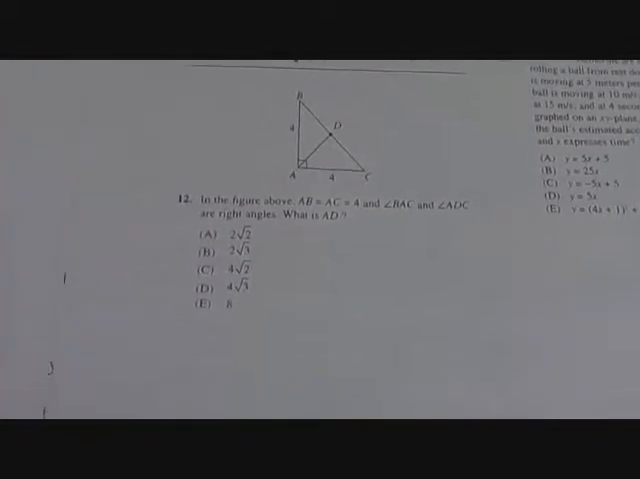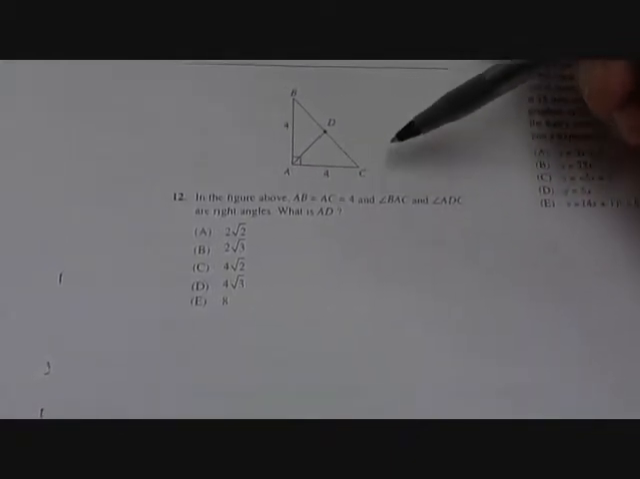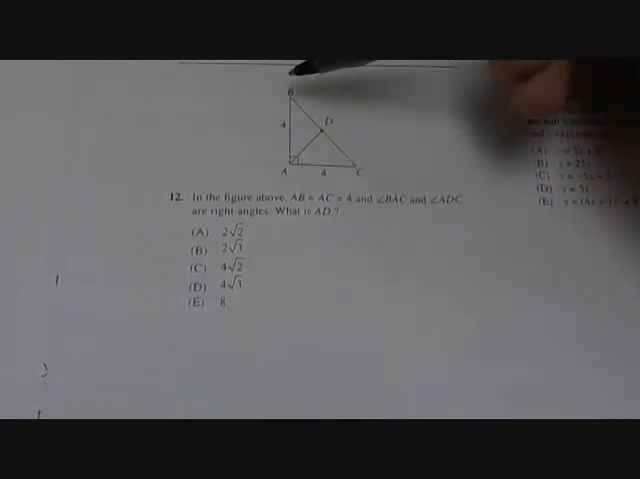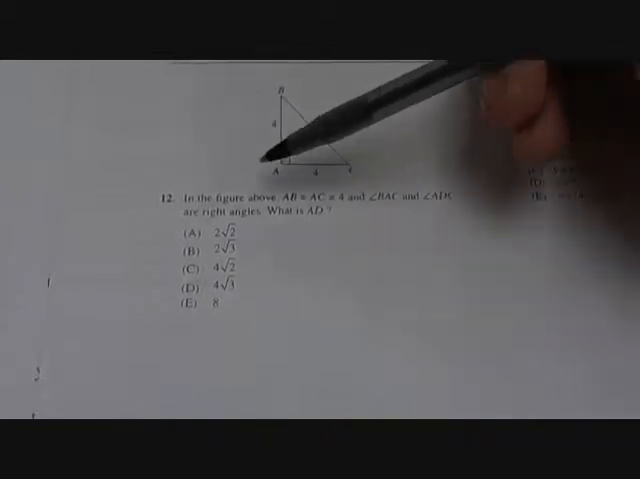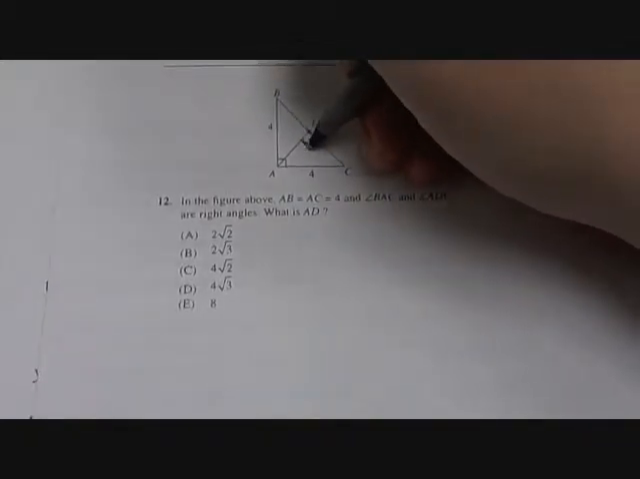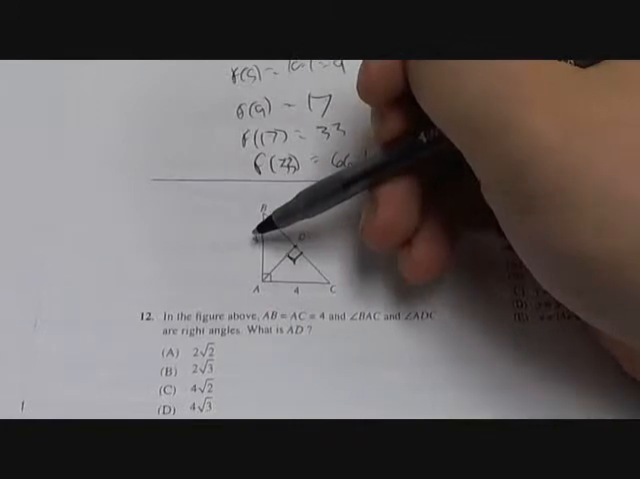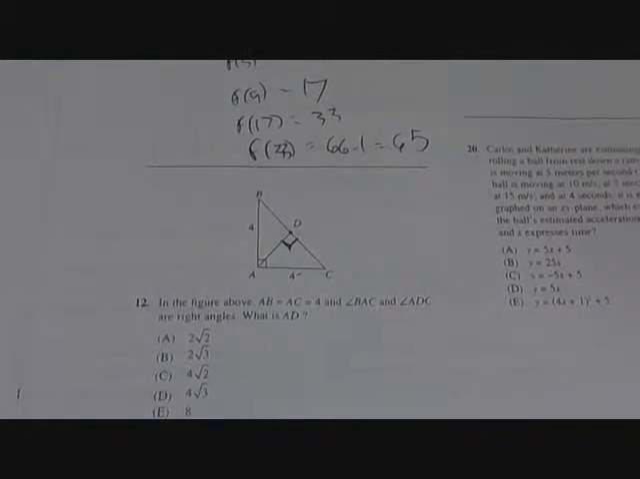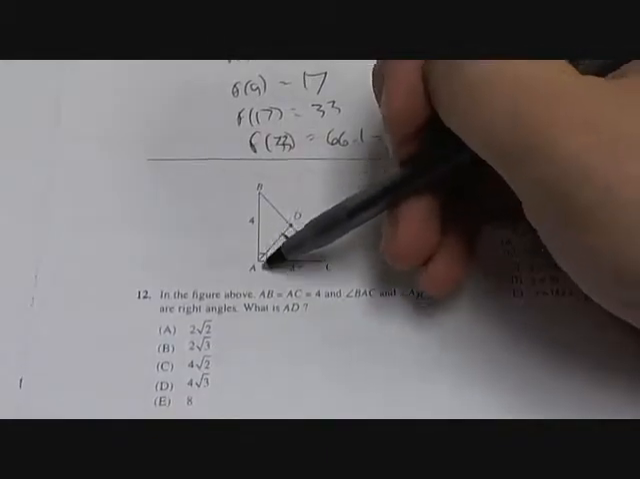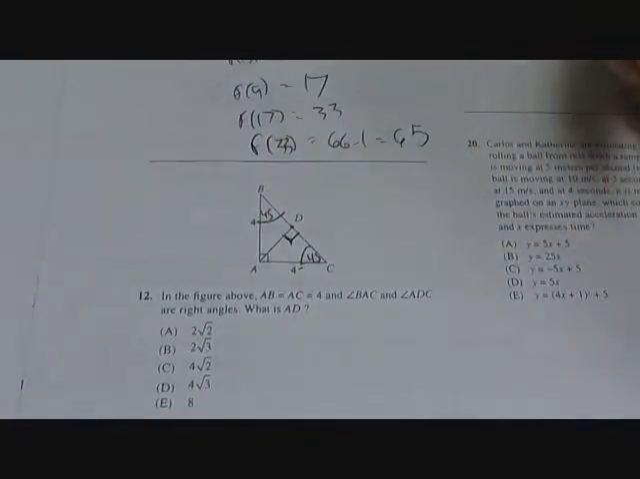Number 12. If AC is equal to 4, and angle BAC and angle ADC are right angles, so draw in the little right angle. What is AD? Alright, so this is 4, this is 4, we have the same length, so that means you have the same angles. So here you have 90 degrees, so you know this is going to be 45. This is going to be 45. So now you want to solve the length for AD.